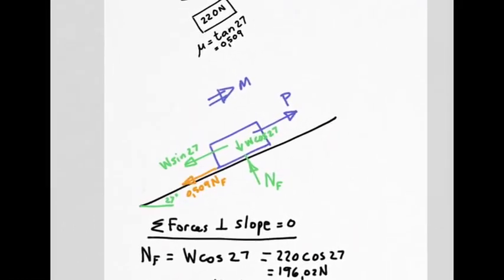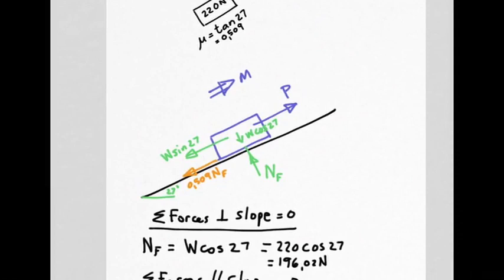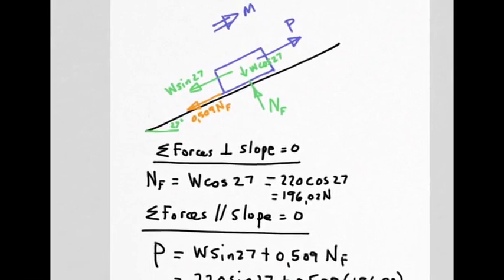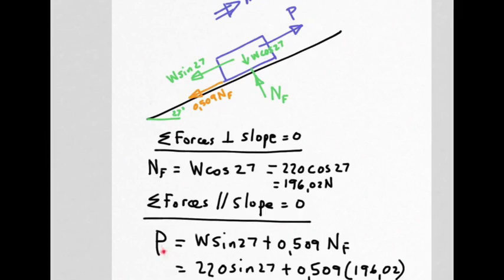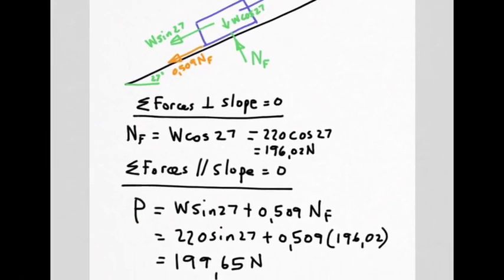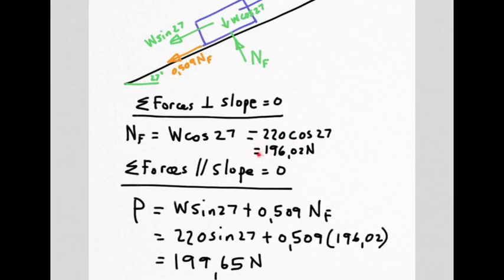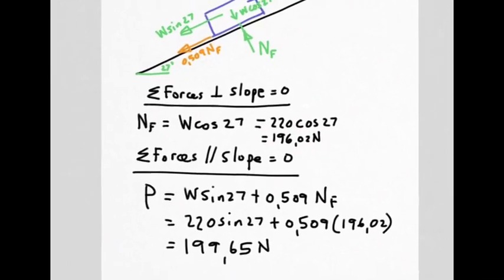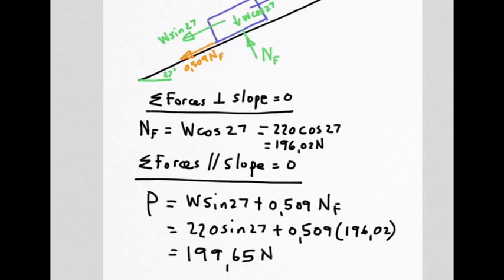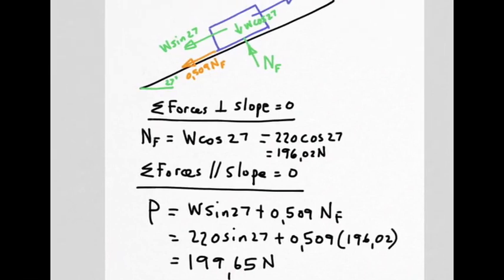Let's sum the forces perpendicular to the slope, of which we have only 2 by the looks of it, NF and W cos 27. So out of that you can find NF at 196.02 newtons. You can then use that when you sum forces parallel to the slope, of which there are 3. P is up the slope, and then down the slope is W sine 27, as well as 0.509 NF. And instead of NF, you can put in the 196.02 you just worked out, and you can find that the force required to move this block up the slope is 199.65 newtons.